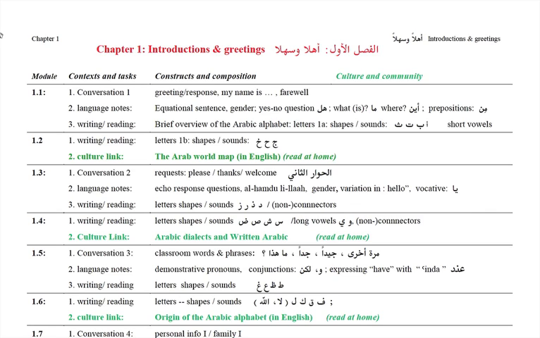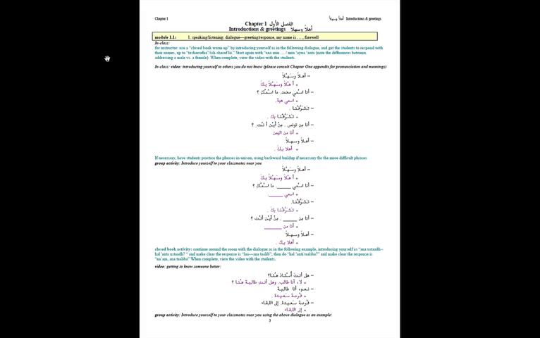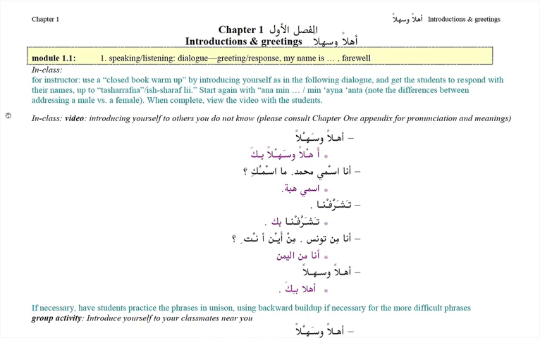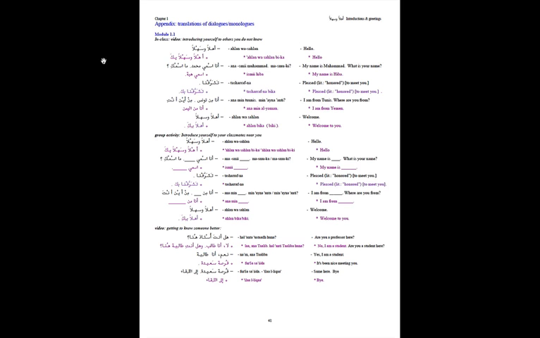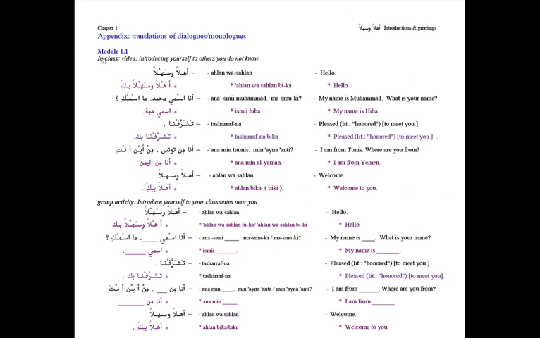Let's get started. The first thing that you'll learn in Arabic is how to say hello and tell someone your name. Page 3 of Chapter 1 contains the dialogues that you'll be practicing in class. Of course, you probably can't read these since you don't know the alphabet yet, but if you go to the appendix at the end of Chapter 1, you can find the transliterations. So you're going to get a chance to look at some of these phrases before you start using them in class.